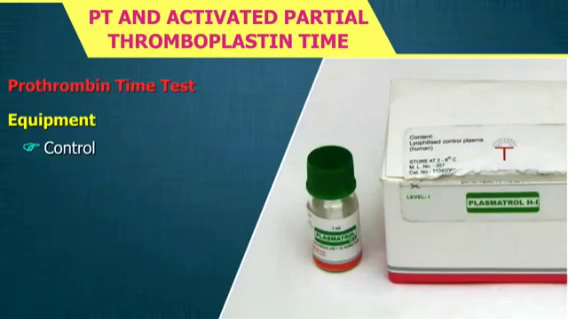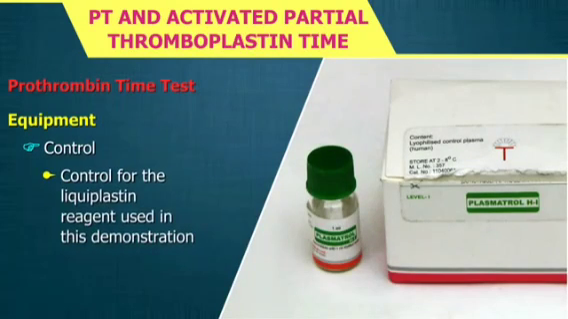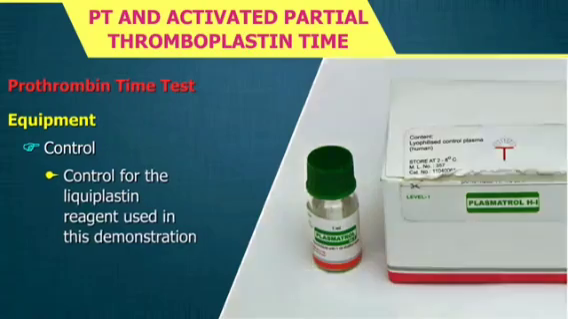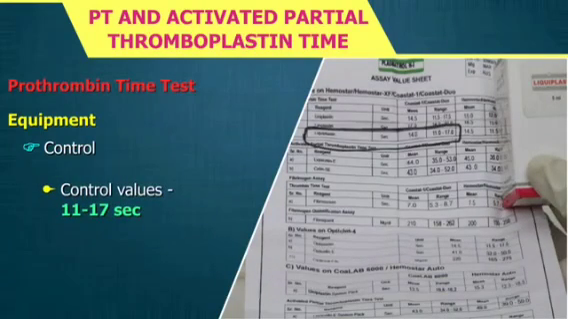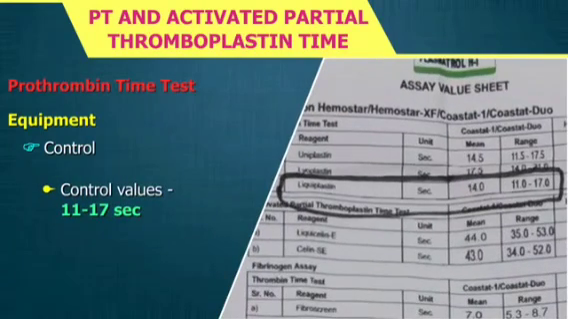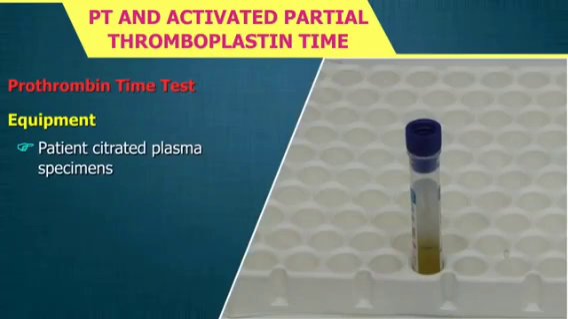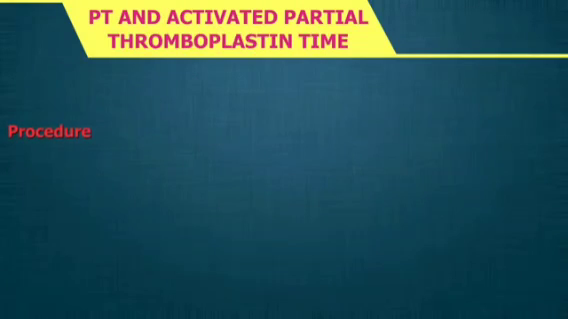6. Control. This is the control for the liquiplastin reagent used in this demonstration. As is evident in the literature, control values are between 11 to 17 seconds and the target value is 14. 7. Patient citrated plasma specimens. Procedure. 1.